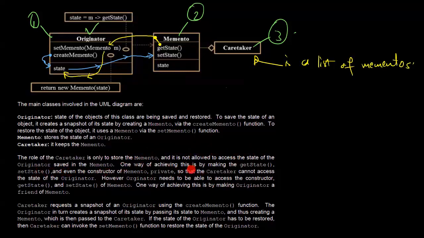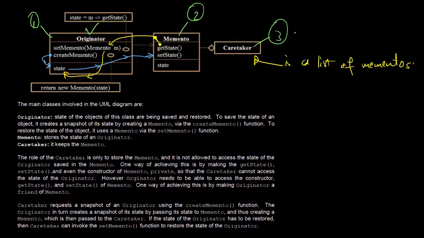One way of achieving this is by making the get state, set state, even the constructor of memento private, so that the caretaker cannot access the state of the originator. However, the originator needs to be able to access the constructor, get state, and set state of memento. One way of achieving this is then by making originator a friend of memento.